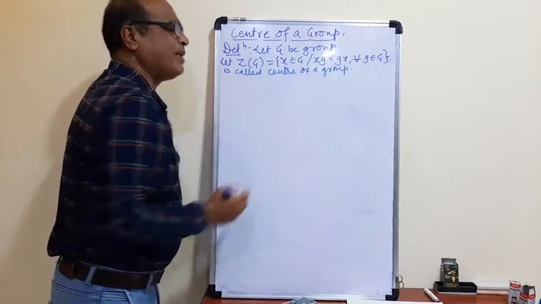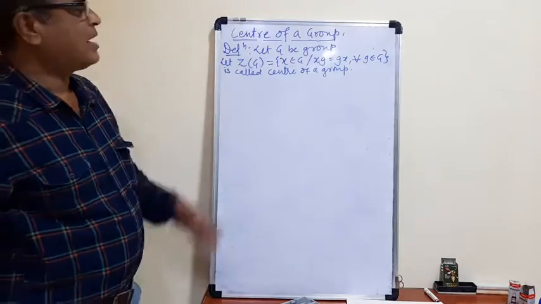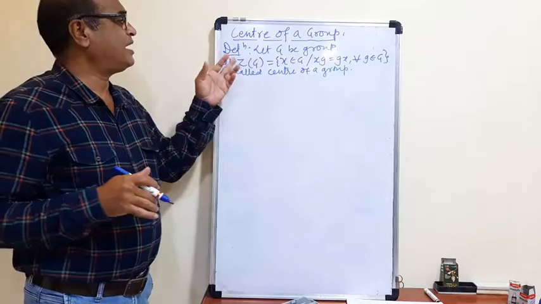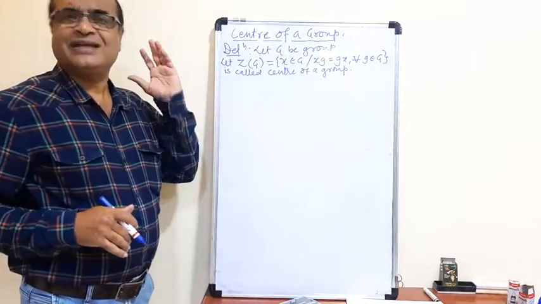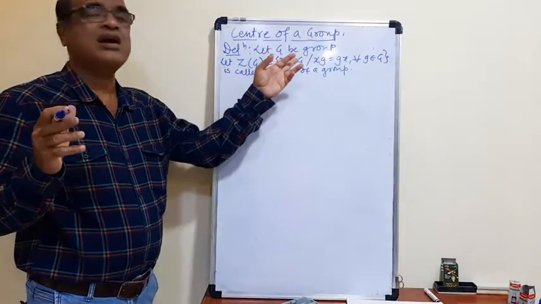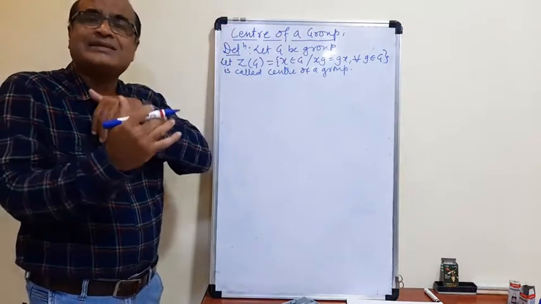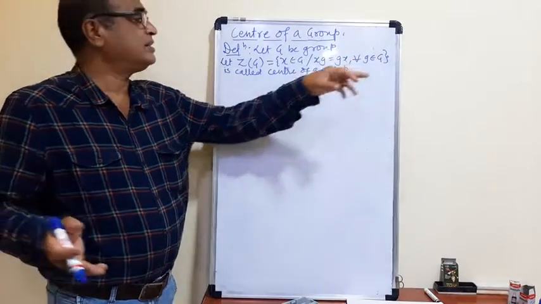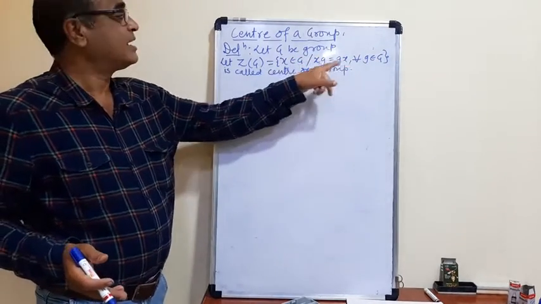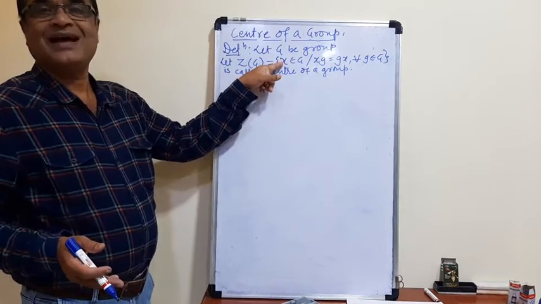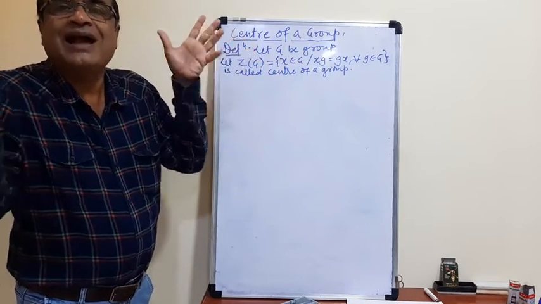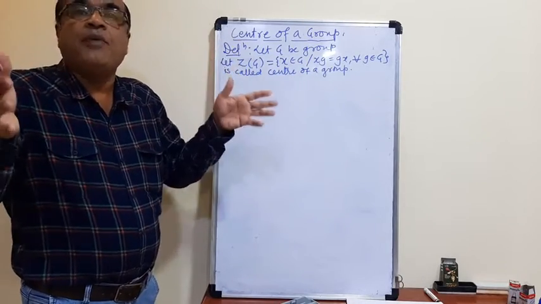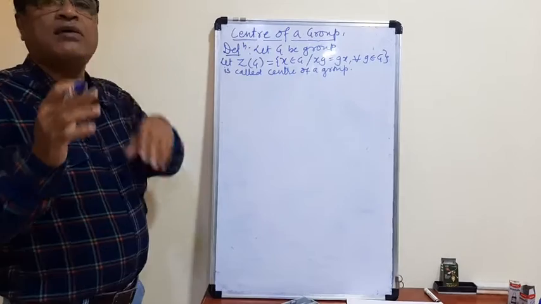So this is a very simple definition. What is the definition? Let G be a group. Then Z(G) is the set of all such elements x where xg is equal to gx for all g belonging to G. Then that set, Z(G), is called the center of the group G.